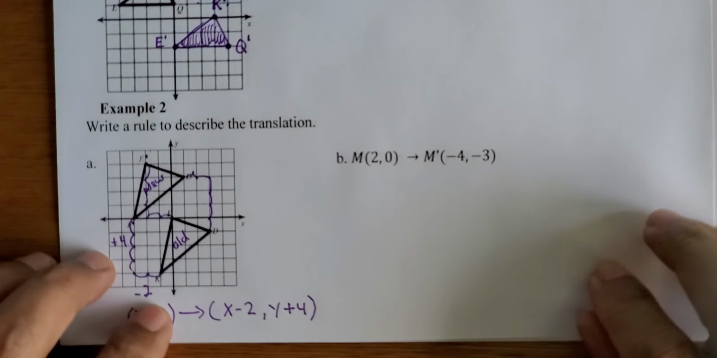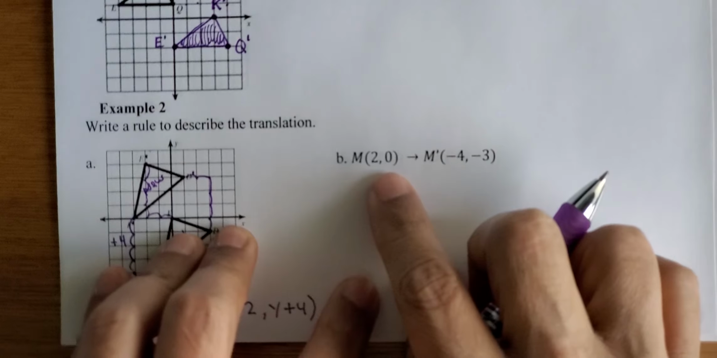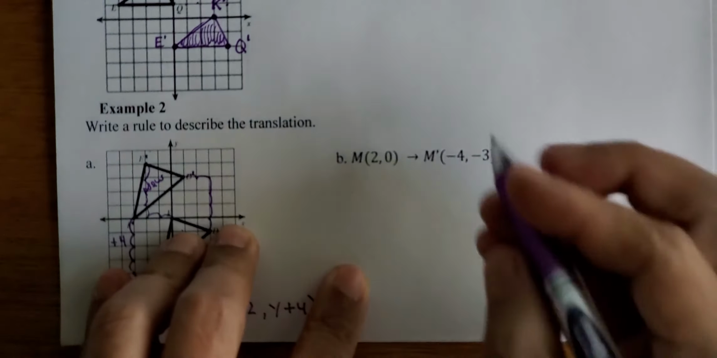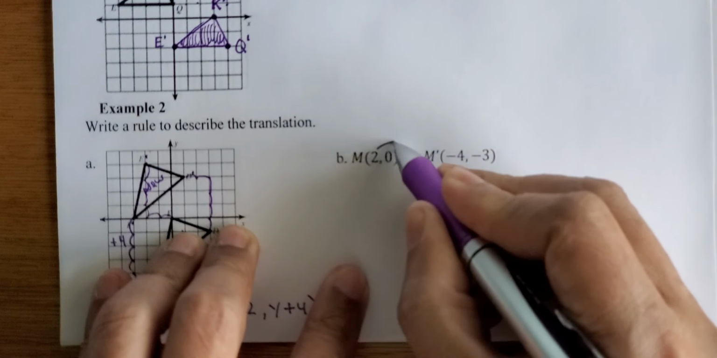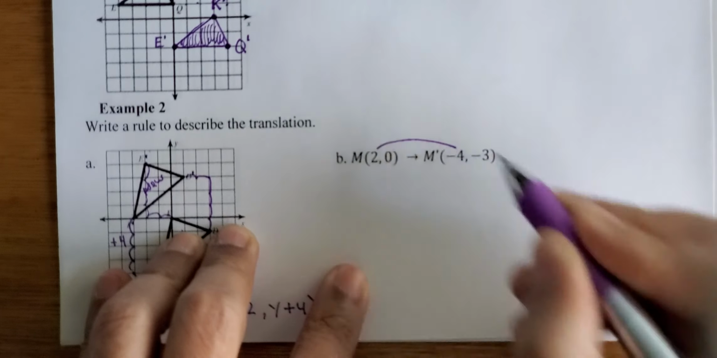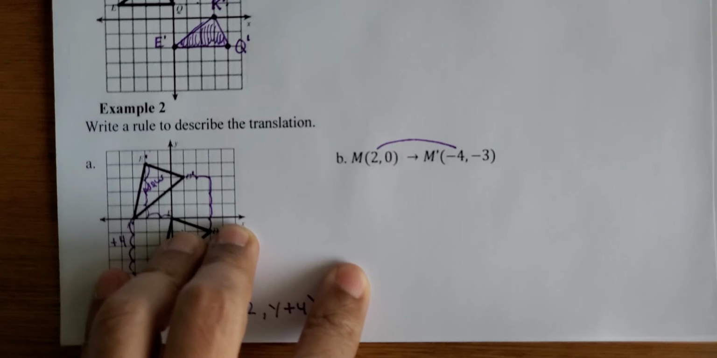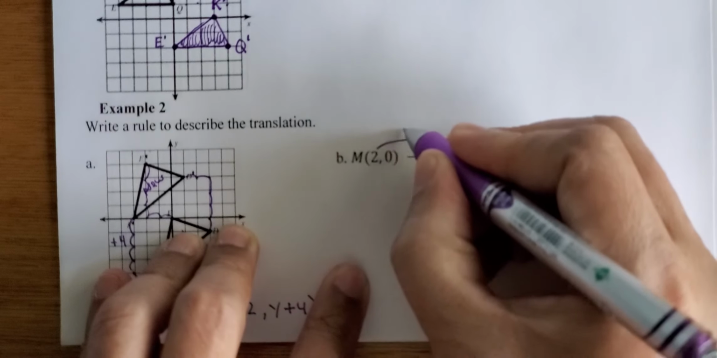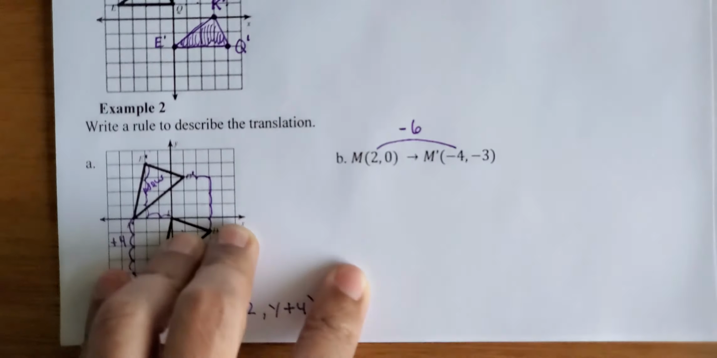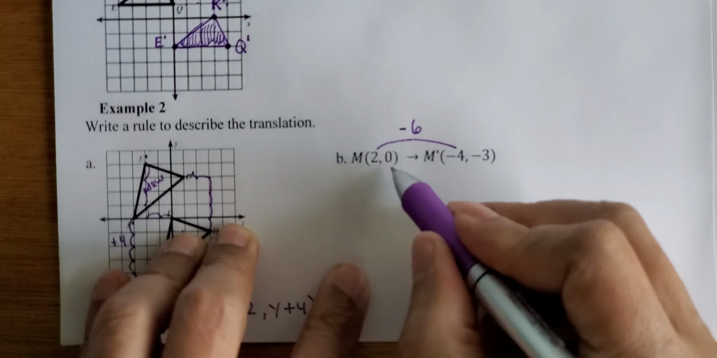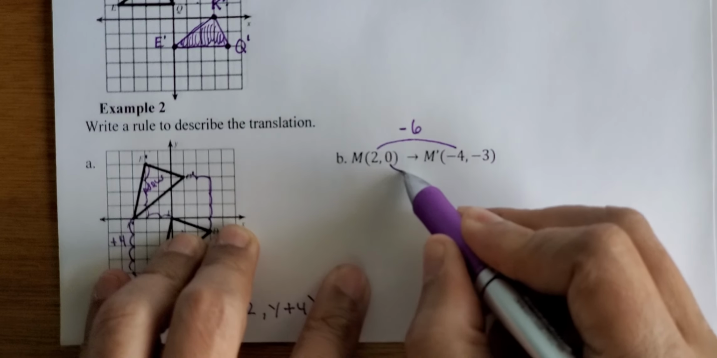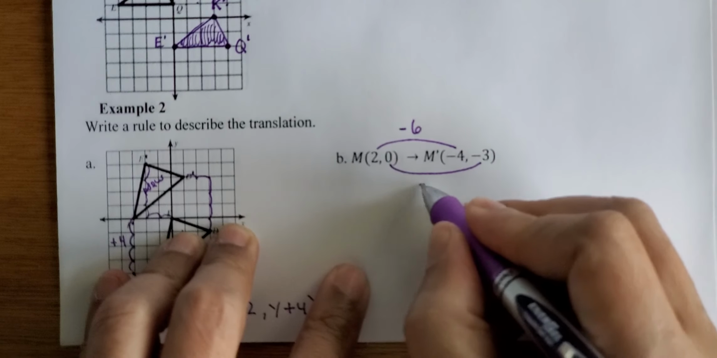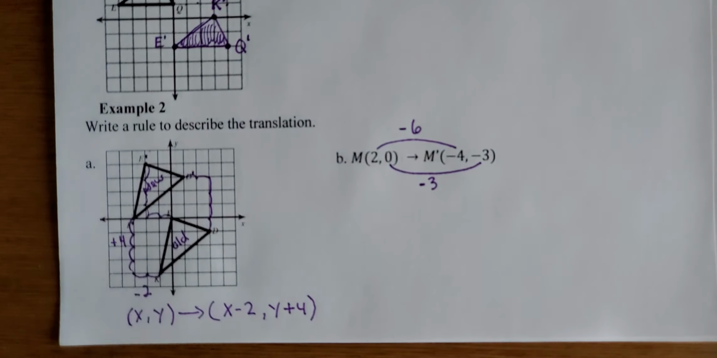Okay, let's do the last example. Notice on this one we're given points. We're given the coordinates of 2 points. So this is m, and this is m prime. The question is, how do we go from 2 to negative 6 for the x coordinates? So this transformation is to go from 2 to negative 4. That means you're going to subtract 6. And now let's do the y coordinates. How do we go from 0 to negative 3? That means we are going to subtract 3 from 0.